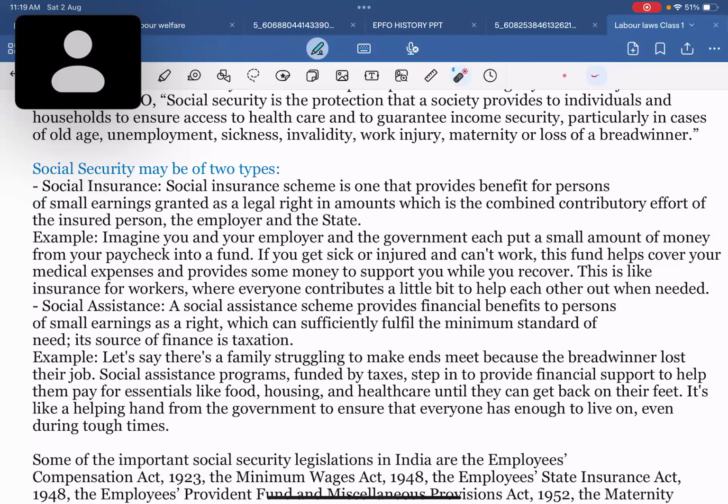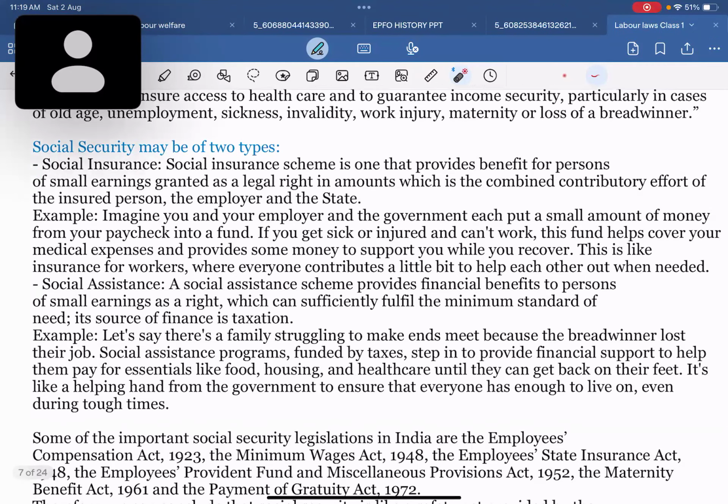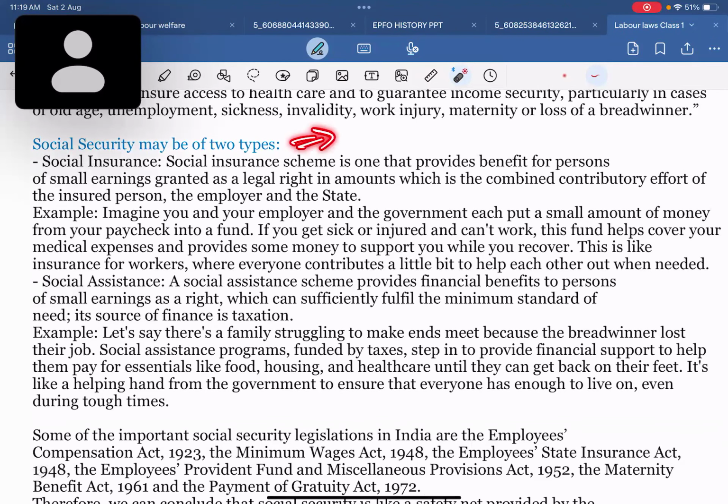The other students don't know, or haven't you read that? You will get everything. You will read everything in the social security class. In the social security class, you will get the notes of major schemes run by the government.